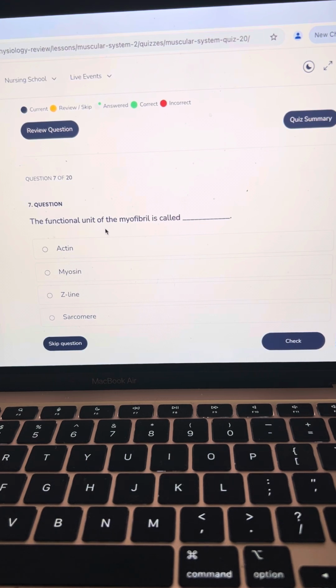The functional unit of the myofibril is called actin, myosin, Z-line, or sarcomere?